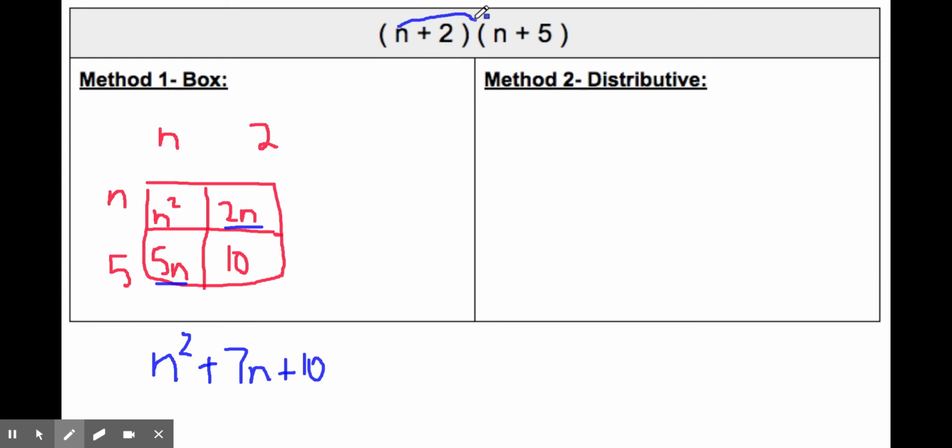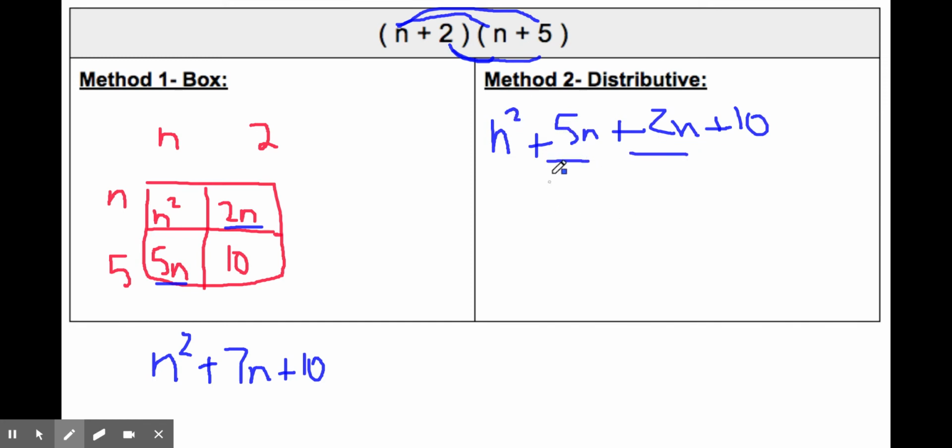The distributive method, we would do this. I'm going to take my first term here. So I'm going to take n times n, which is n squared. Then I'm going to take n times 5, which is 5n. Then I'm going to take 2 times n, which is 2n. Then I'm going to take 2 times 5 and get 10. Now I need to look for like terms. So I only have one quadratic term. I have 2 linear, so I can combine those, and only have one constant.